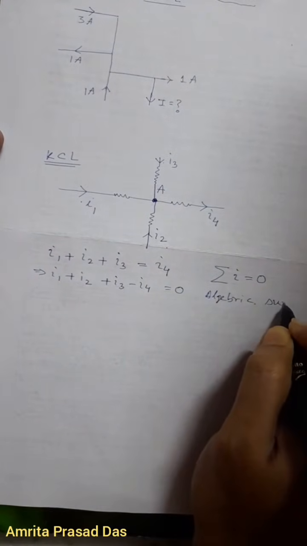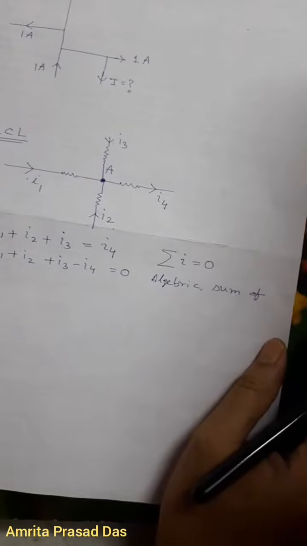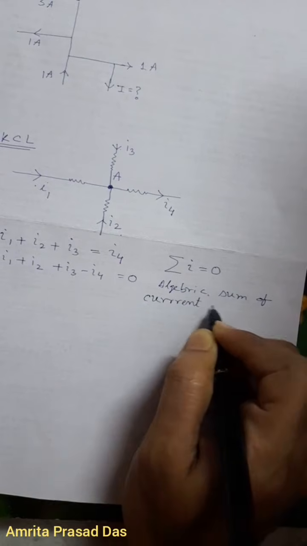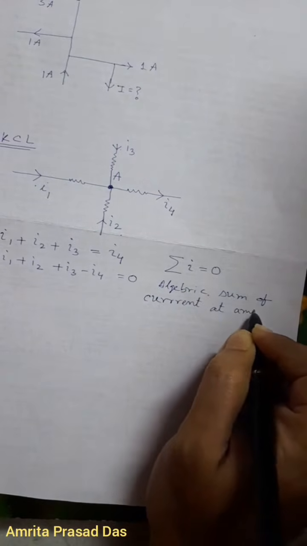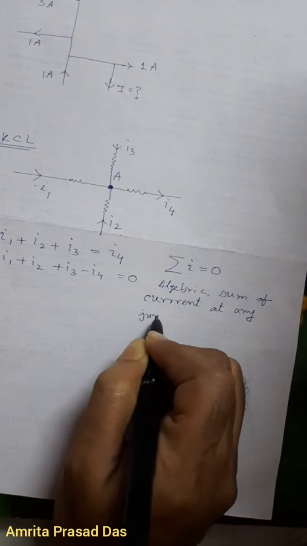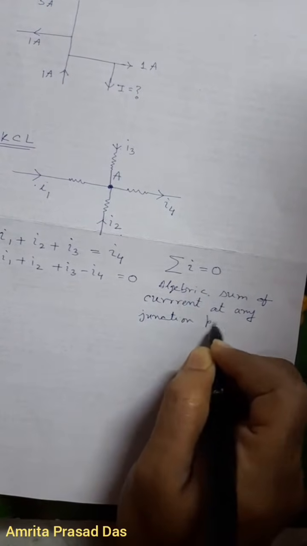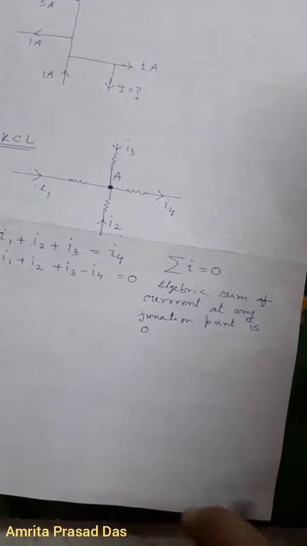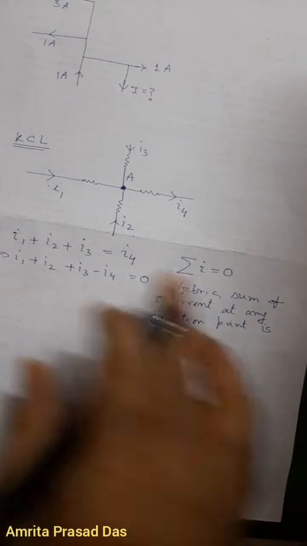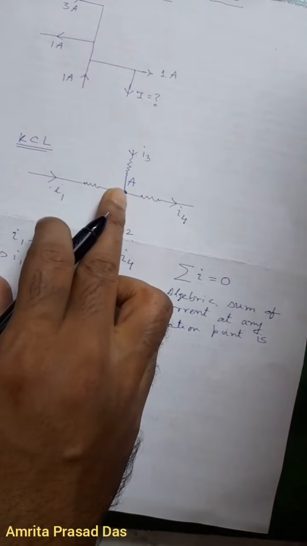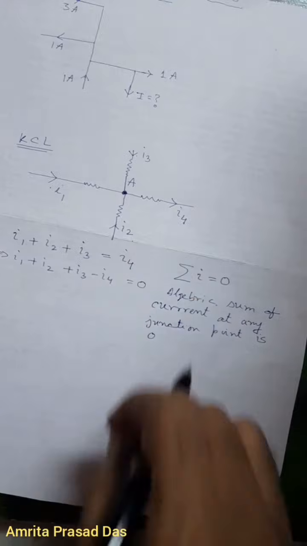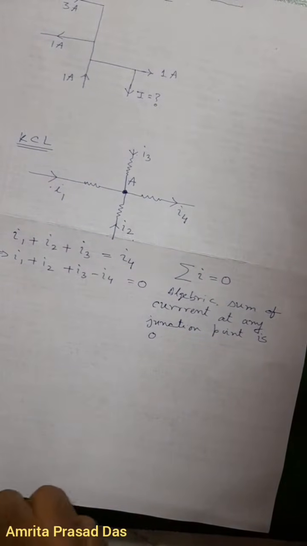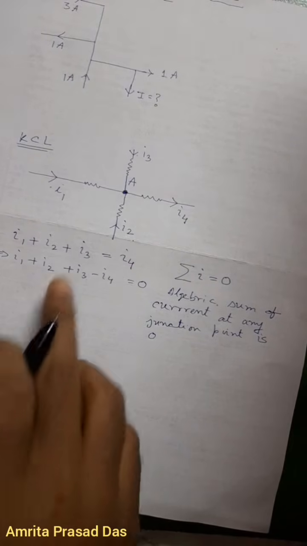Algebraic sum of current at any junction point is 0, because the charge that is flowing towards the junction must flow outward from the junction, because no charge is created or destroyed or accumulated anywhere in the circuit.